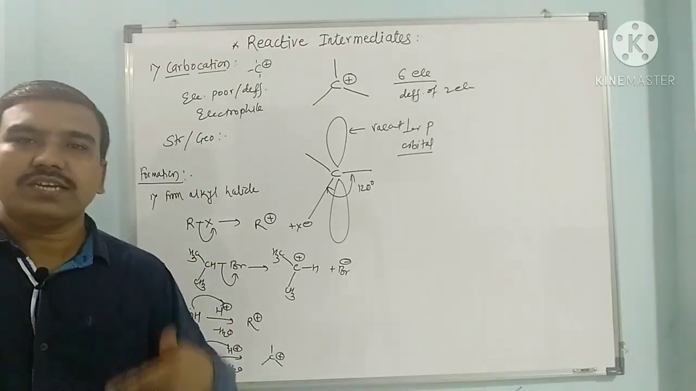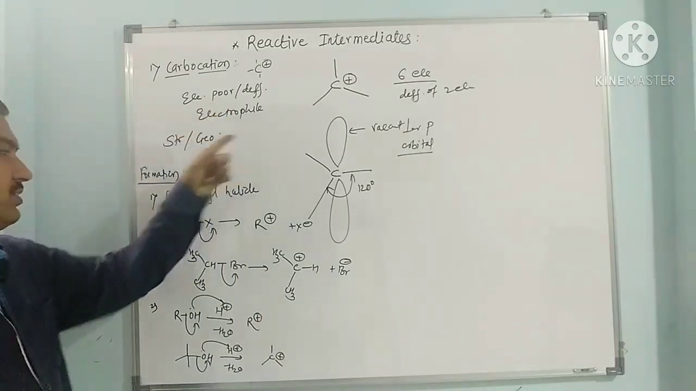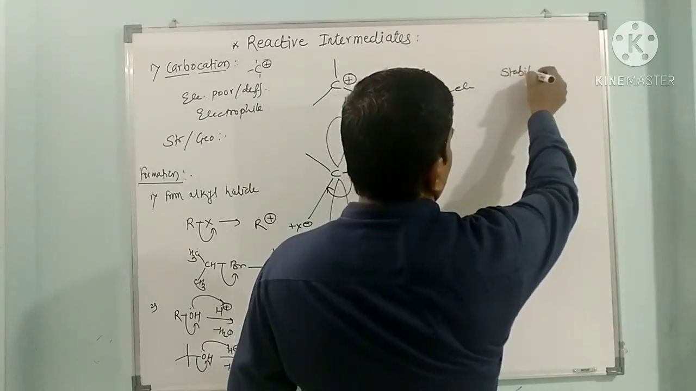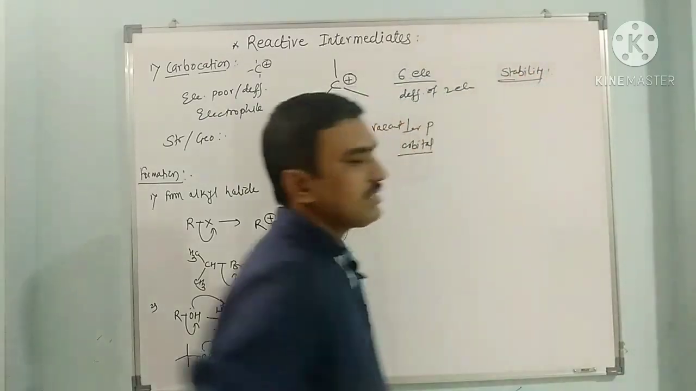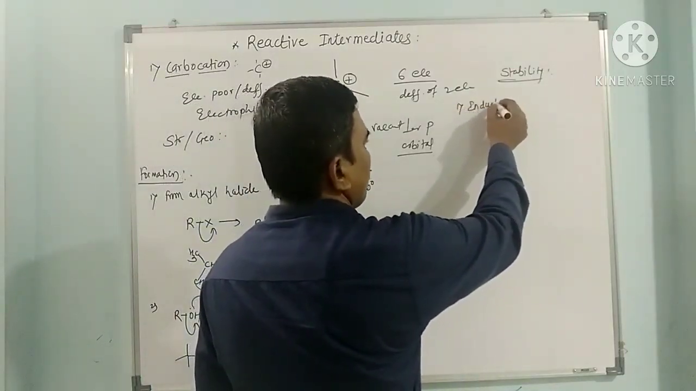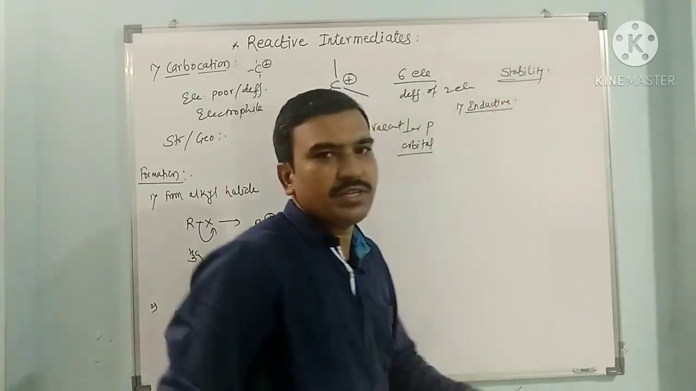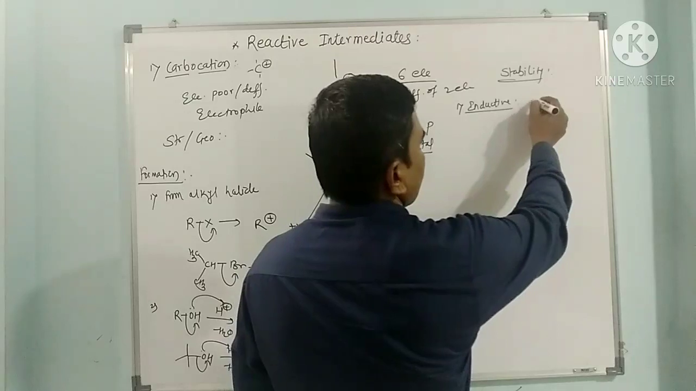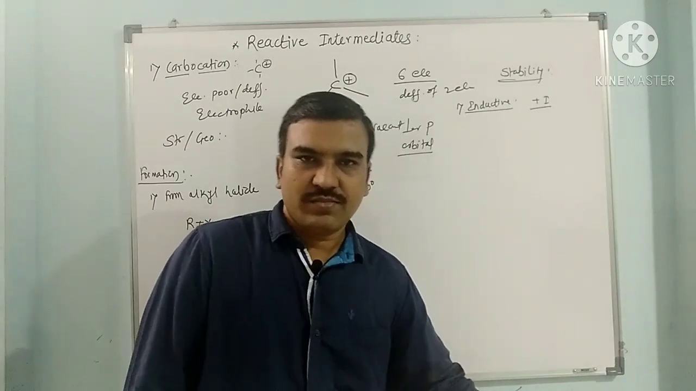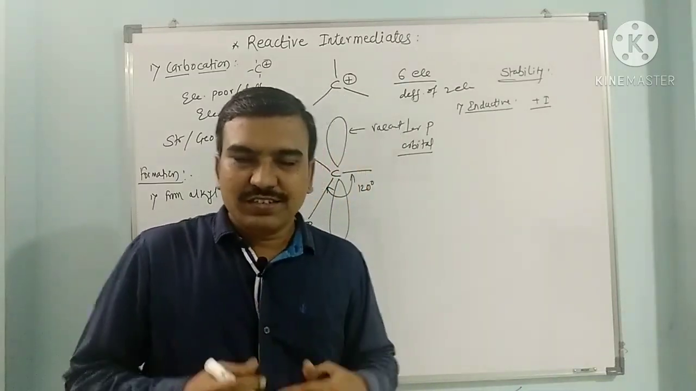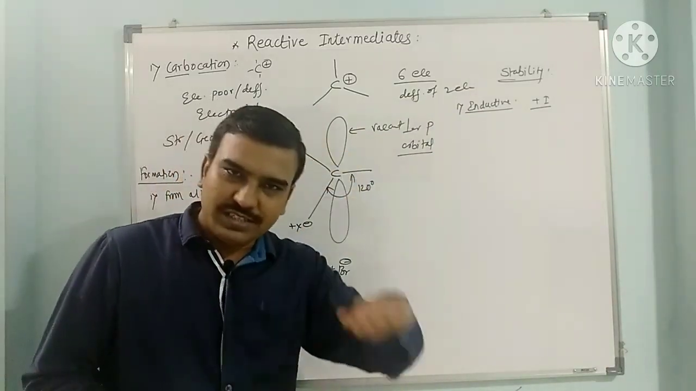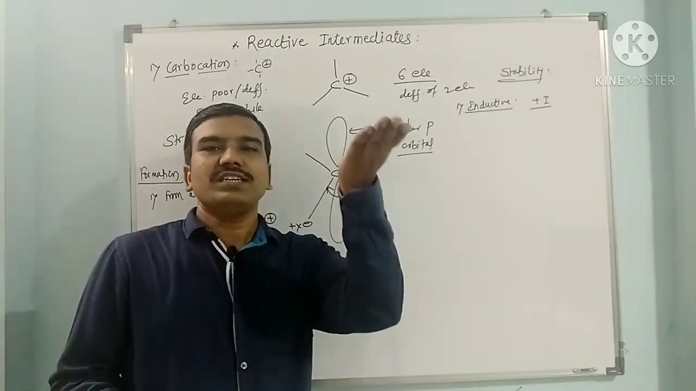Now how is the carbocation stabilized? We have seen structure, geometry and formation. Now we have to see its stability. Carbocation can be stabilized using different effects. The first important one is the inductive effect. Inductive effects are of two types, plus I and minus I. Here the plus I effect stabilizes carbocation. What is plus I? Plus I is electron donating, and carbocation itself is electron deficient. So donating groups donate electrons to the electron deficient carbon, so its deficiency is relieved, decreased, and its stability is enhanced.